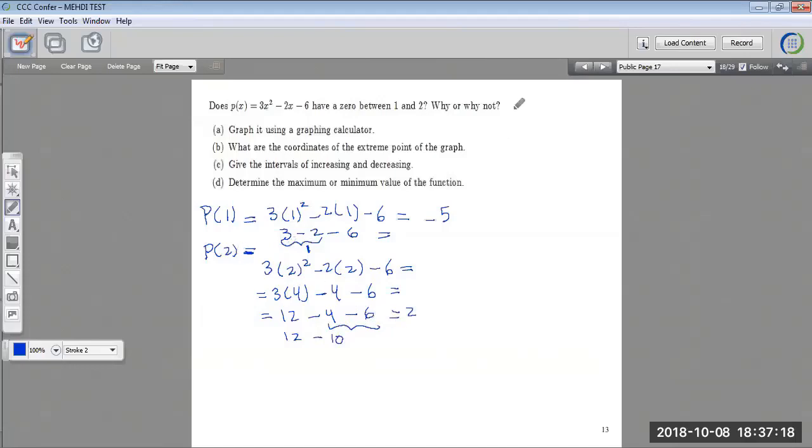So P of 1 is equal to negative 5, and P of 2 is equal to positive 2. So there is a change of sign there, so the answer is yes. And then for your explanation, you can write intermediate value theorem. We looked at that before.